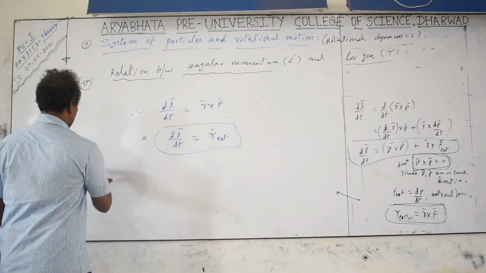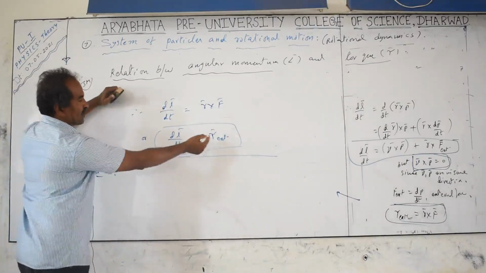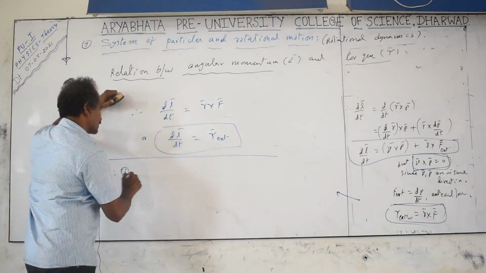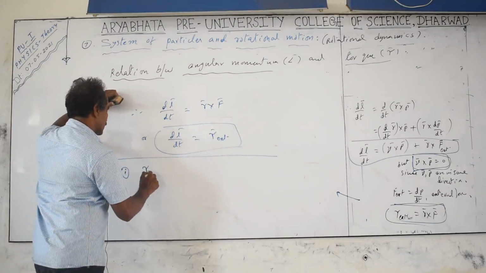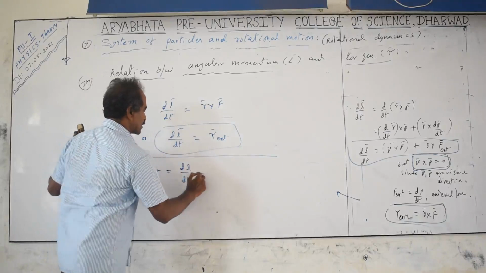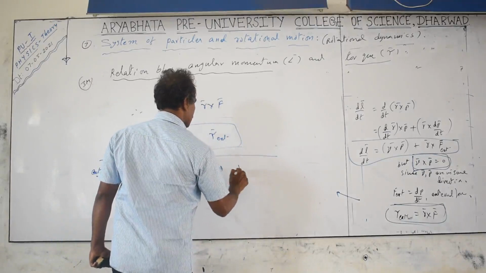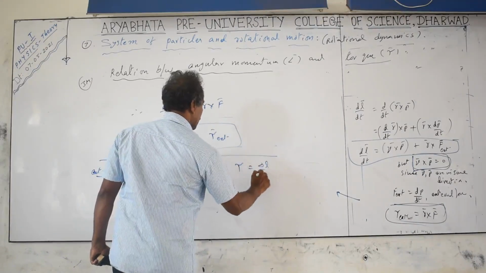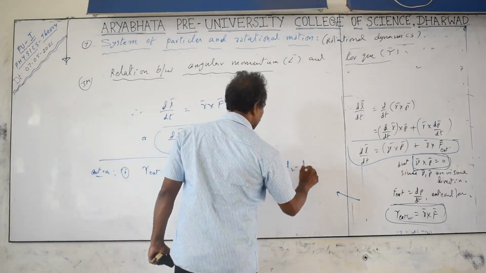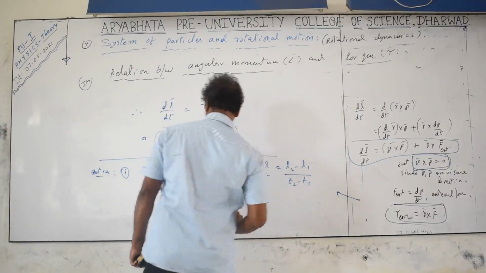Extra points. This is a vector form. We can take the magnitudes only. This tau equal to dL by dt, without bars also we can take. dL indicates what? Change in angular momentum. First one: external torque is equal to dL by dt, so tau is equal to delta L by delta t. What does delta L indicate? It is L2 minus L1, final angular momentum minus initial angular momentum, by t2 minus t1.